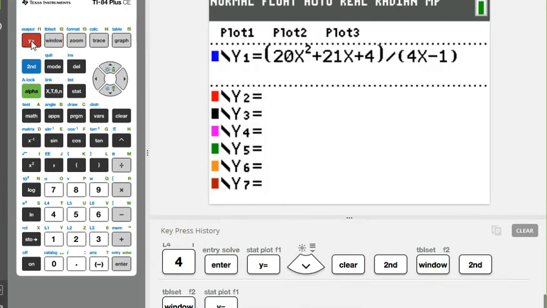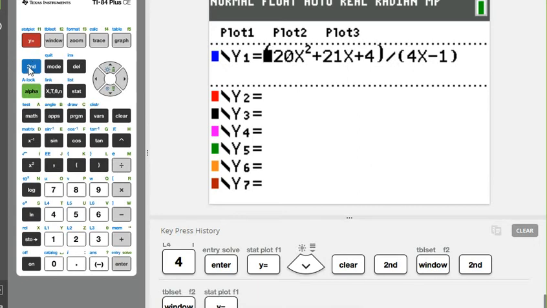Next, you've got to put in the proper equation. It is really important that you have parentheses around the numerator and parentheses around the denominator. Without parentheses, it's going to give you something much different than what you want it to do. So you type in the equation, and then you can test some points.